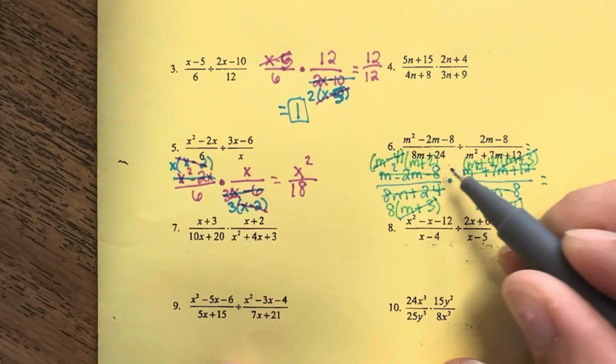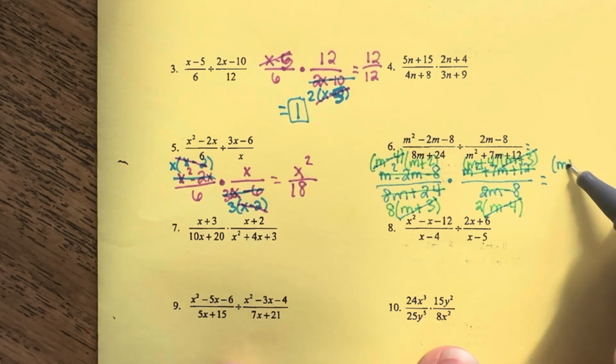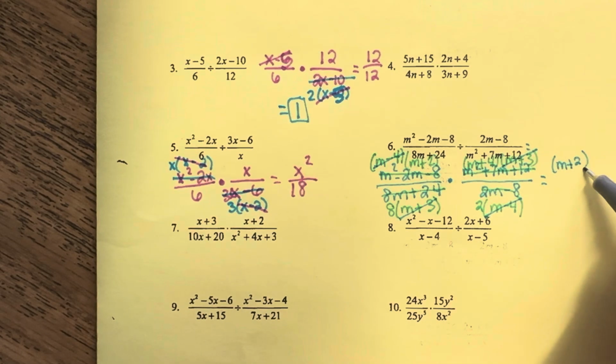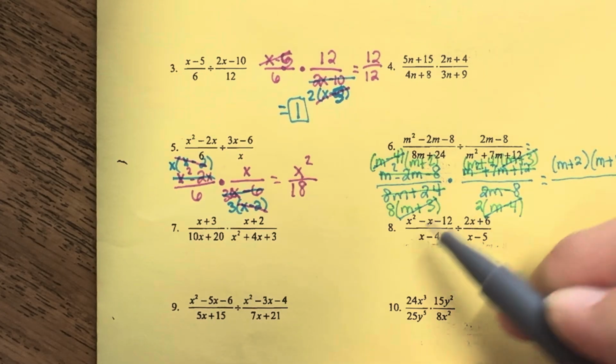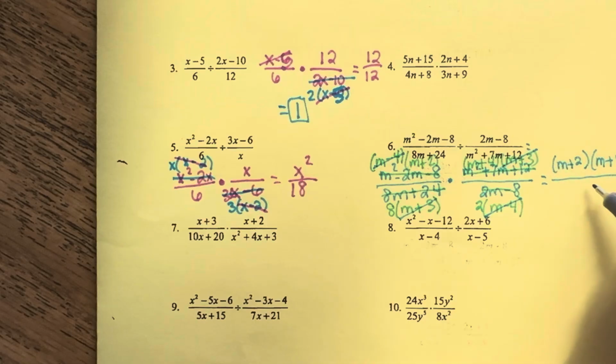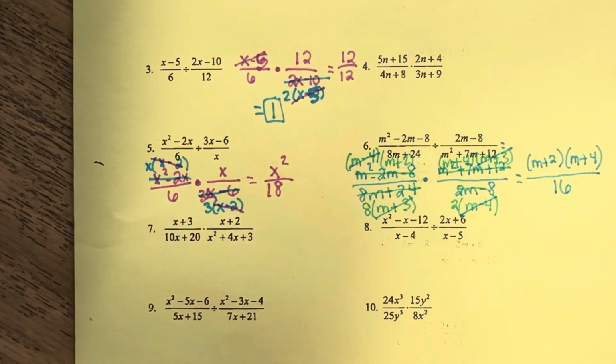So on top, I still have m plus 2 and m plus 4. And on the bottom, I have 8 times 2, so 16. And some of you might look at that and be like, oh, well, you can do 2 times 4 and be 8. And no, once you get here, just stop. Don't try to multiply it out. Don't try to simplify it any more than this. Just leave it like this in factored form.